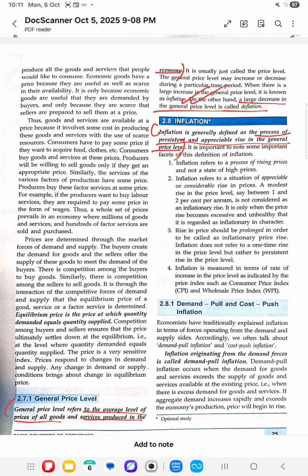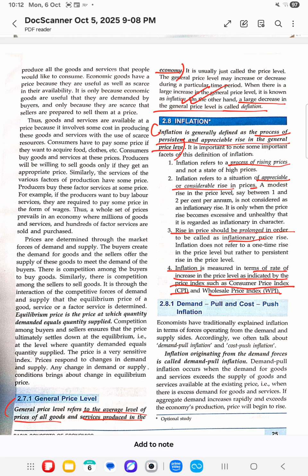Inflation is a process of rising prices and not just a state of high price level. It refers to a situation of appreciable or considerable rise in prices. The rise in price should be prolonged in order to be called an inflationary price rise. It should not be just a short period rise in price. Inflation is measured in terms of the rate of increase in the price level as indicated by the price index given by CPI or WPI. The rate of increase in the price level should be considerable to be considered as an inflationary rate.